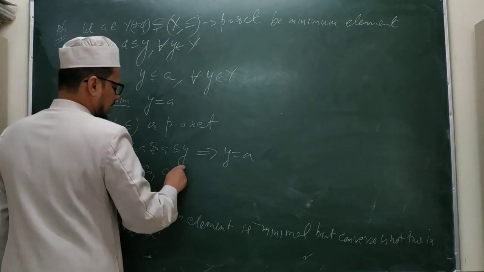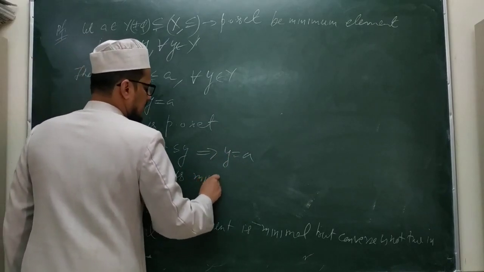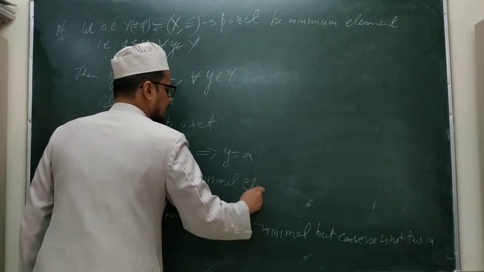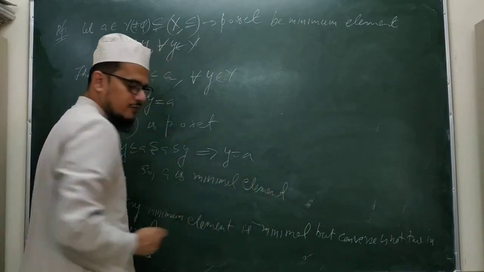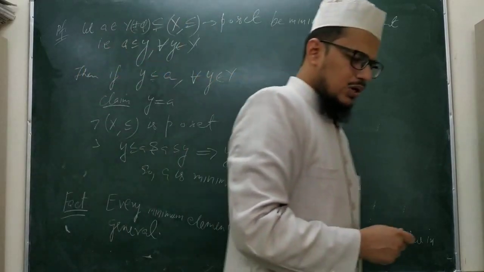So A is a minimal element. So in this way, this fact is proved. Correct? Now, what about an example?